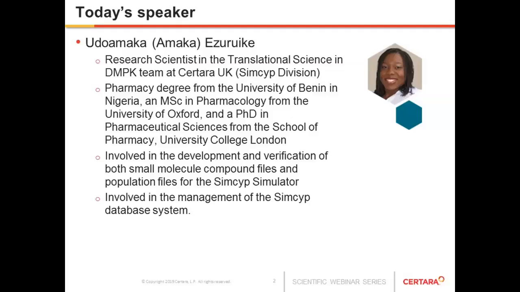At Certara, she's involved in the development and verification of both small molecule compound files and population files for the SimSip simulator. And she's also involved in the management of the SimSip database system. Amaka, welcome to today's event. I'll now turn it over to her to begin the presentation.